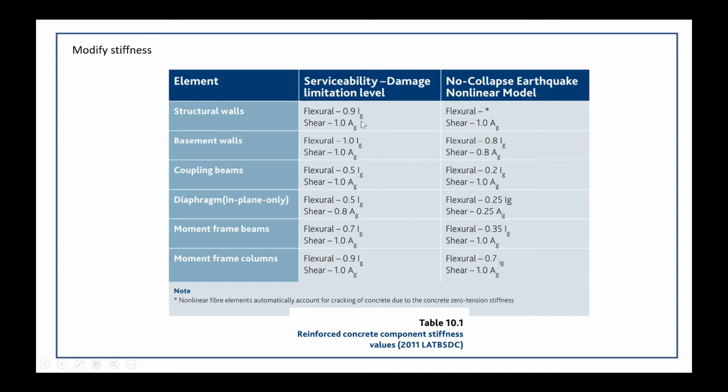IG is the gross, the uncracked section. So when we use the modified stiffness, 0.9 multiplied with IG, we reduce the stiffness by 10%. And for the pressure measurement 0.8 IG, so we reduce the stiffness by 20%. Now let's continue.